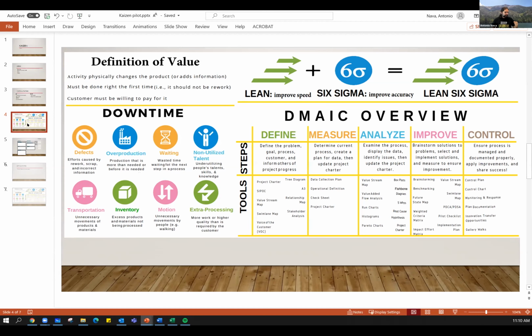Lean Six Sigma, of course, is Lean focusing on speed, Six Sigma improving accuracy. Lean Six Sigma is the Frankenstein between the two. It's actually quite effective. Not every project has to be a Lean Six Sigma. They can focus on Lean tools, they can focus on Six Sigma tools. And then within the DMAIC methodology, define, measure, analyze, improve, and control, there are a number of tools that you can use as we go through this process.